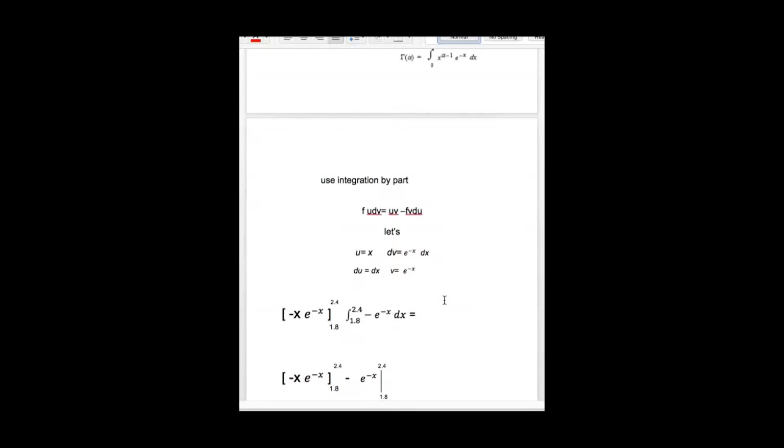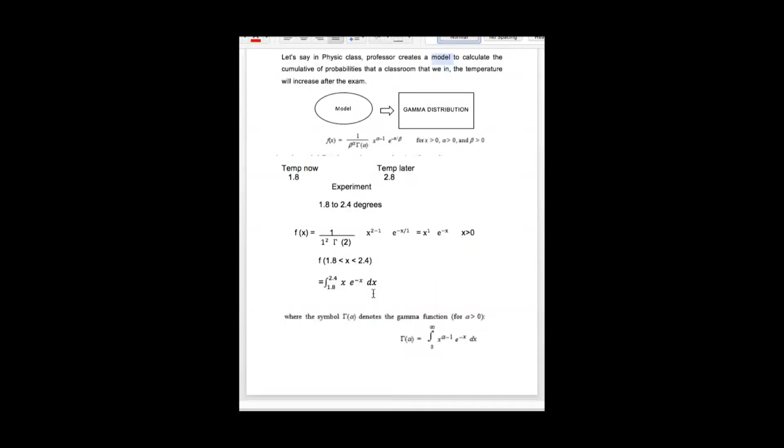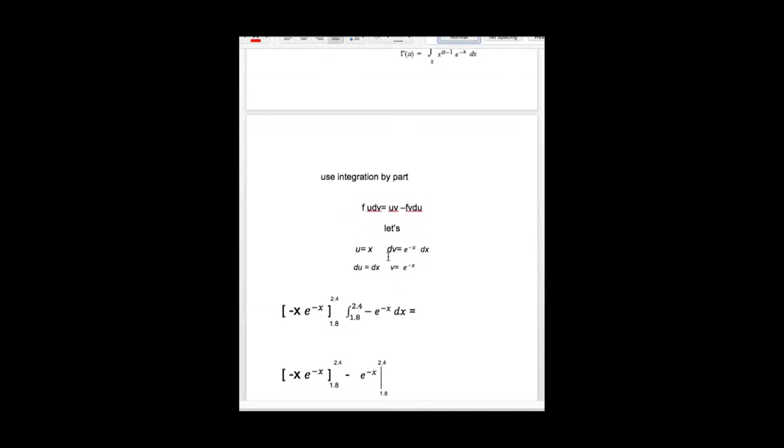To solve this function, use integration by parts, which is the integral of u dv equal to uv minus the integral of v du. We do not use the integral of u du v because v du is easier to simplify. Let's say u equal to s, dv equal to e to the power of negative s ds, du equal to ds, and v equal to negative e to the power of negative s. Then we substitute this data into this formula. We get this data from here.